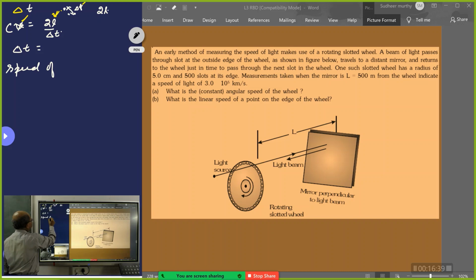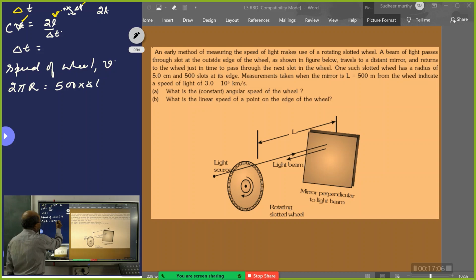So to cover one slot, it takes time delta t. So for 500 slots, it will take 500 delta t. Speed of the wheel is v. This is linear speed of the wheel. So to cover one slot, it is delta t. Therefore, to cover the full circumference, that is 2 pi r. R is the radius. Radius is given, it is 5 centimeters.